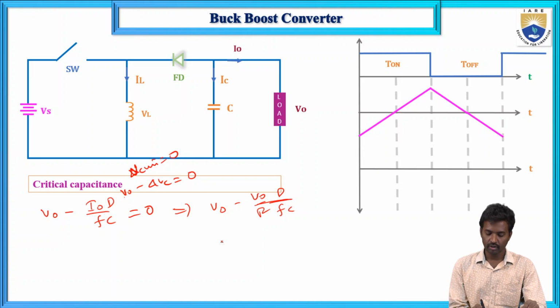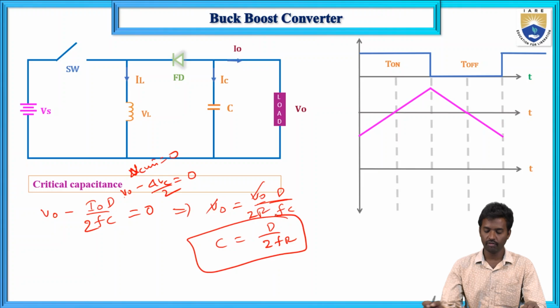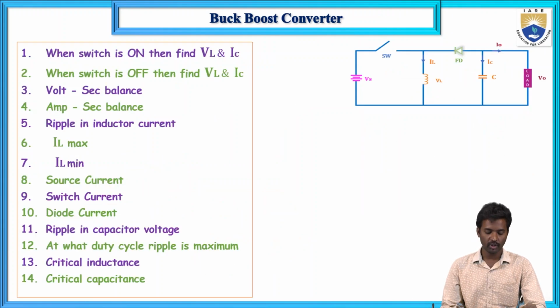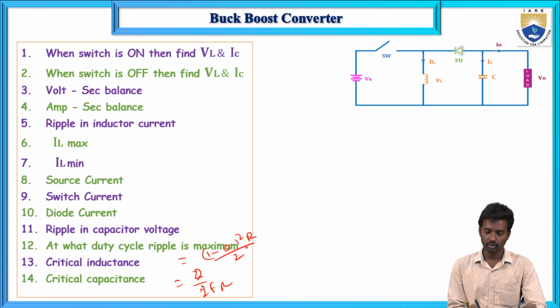So now here C equals to, so V naught gets cancelled. Fc equals to D by, so this is divided by 2. So now this is 2, and 2F into R, D by 2F R, same as in the boost converter. So now if you see the formulas here, this is D by 2FR, and this one is 1 minus D whole square into R by 2F.